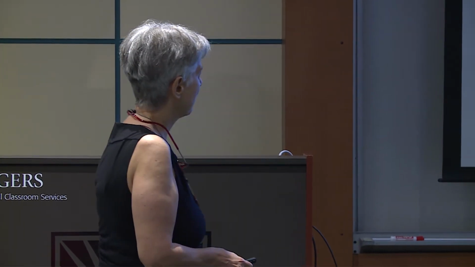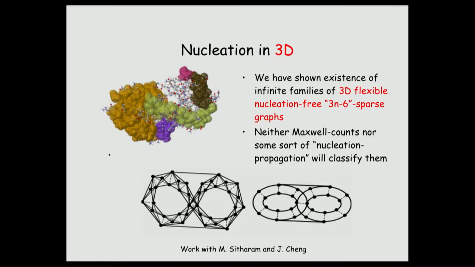And with Mira and Jialong, we gave examples of 3D flexible nucleation-free graphs. They are 3n minus 6 sparse graphs. And they are flexible, they are dependent, and we have infinite families. And neither Maxwell counts nor some sort of nucleation propagation, which was an approach proposed by Mira, will classify them. So that's one of the challenges in defining good combinatorial conditions for 3D rigidity.